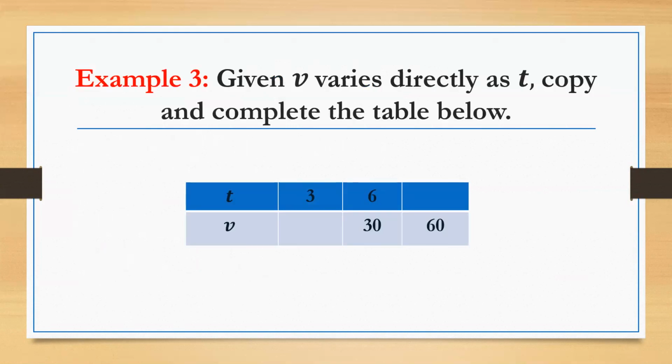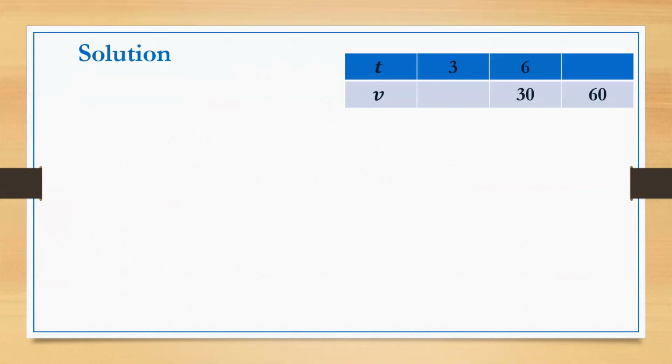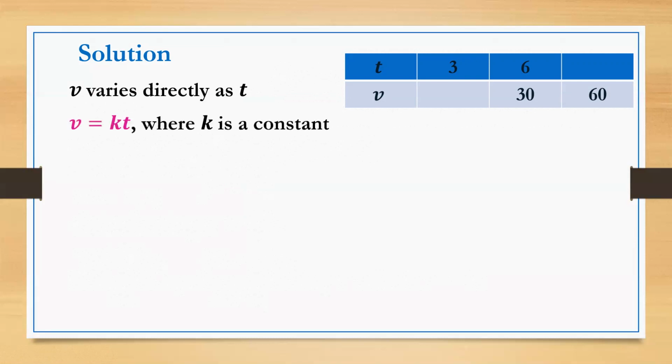Now look at example 3. Given that v varies directly as t, copy and complete the table below. So this was the table given to you. And you were also told that v varies directly as t. So how can you write it? Yes, v equal to kt, where k is the constant.